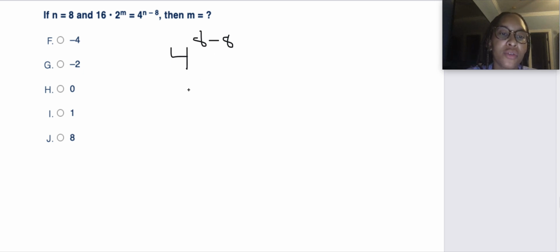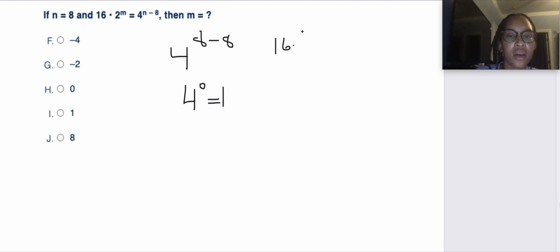So that'll give us 8 minus 8, which is 0. So that's going to be 4 to the 0, and 4 to the 0 equals 1. So that means that 16 times 2 raised to the m power equals 1. So now what can we do?